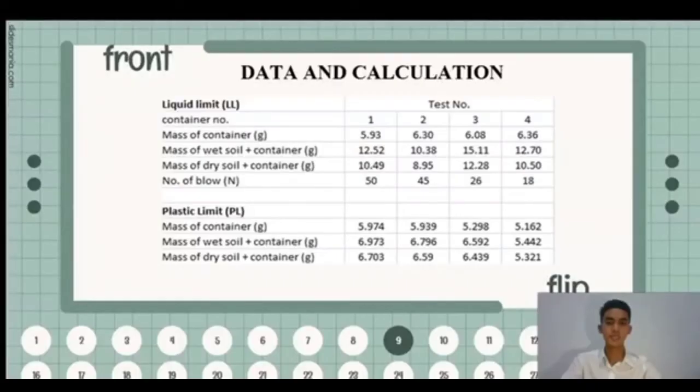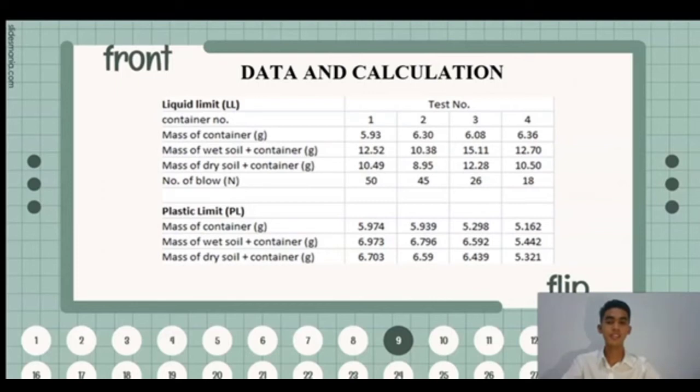Hello, Assalamualaikum. My name is Muhammad Taufik Hidayat bin Hassan. My matric number is 01DKA20F2067. Today I would like to present about the data and calculation. First, for the liquid limit, the mass of container for container number 1 is 5.93, the second is 6.3, the third is 6.08, and the last one is 6.36.